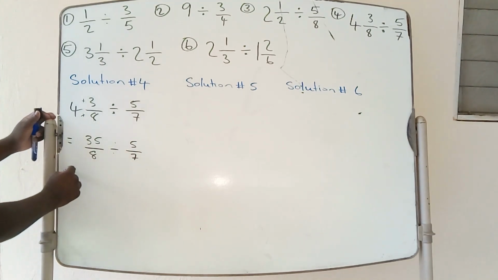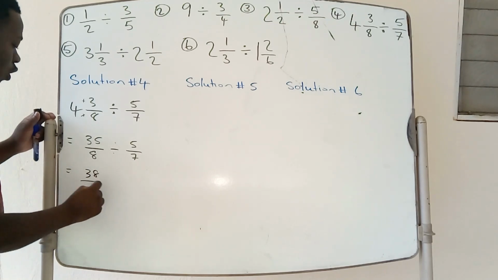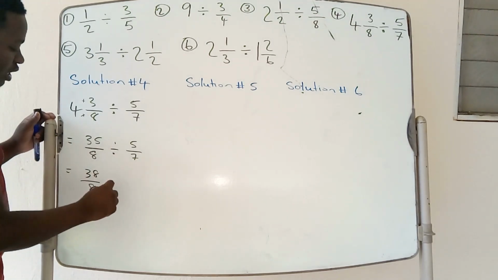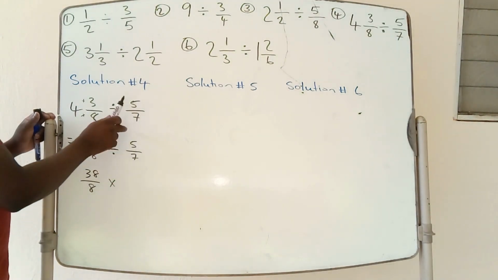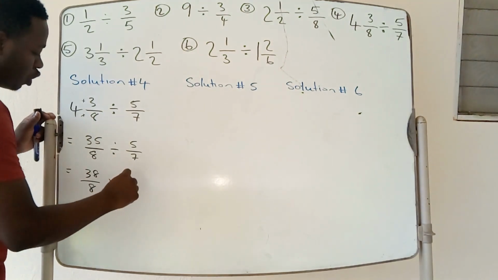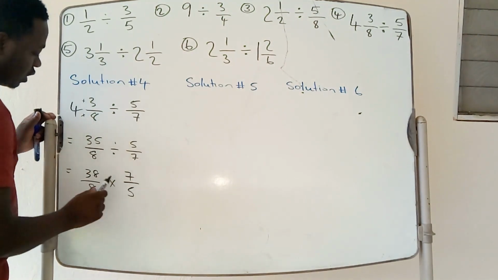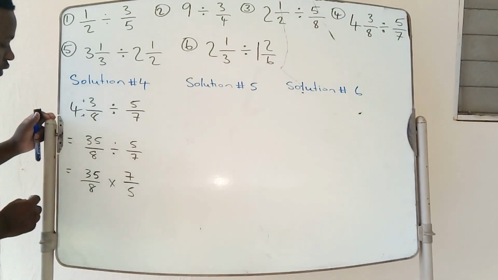What we're going to do now is to keep our first fraction, which is 35 over 8, change the division sign to multiplication, and then invert or reciprocate the second fraction. So now we have 7 over 5. Sorry, I wrote 38 here, but this is supposed to be 35. Right?